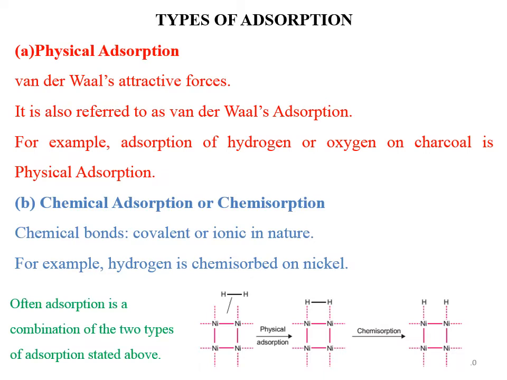What is physical adsorption? Physical adsorption is due to the gas molecules being held to the solid surface by van der Waals attractive forces. It means ये जो type of adsorption है, ये है based upon the type of bond between adsorbent and adsorbate. So if there is a physical bond between adsorbate and adsorbent, then the adsorption is known as physical adsorption, and if there is a chemical bond between adsorbate and adsorbent, then the adsorption is known as chemical adsorption.